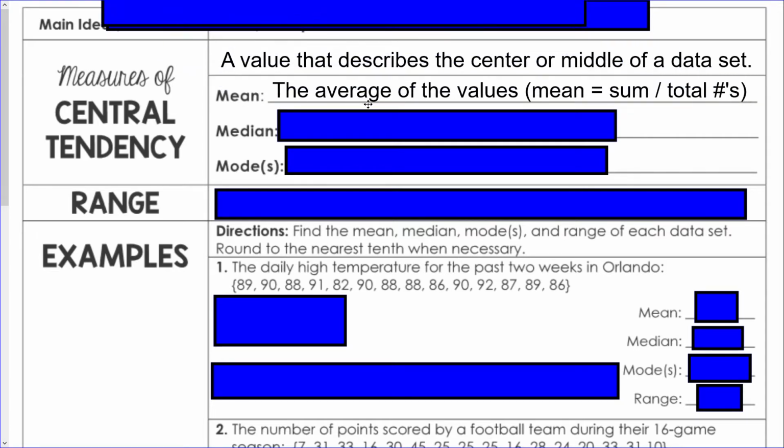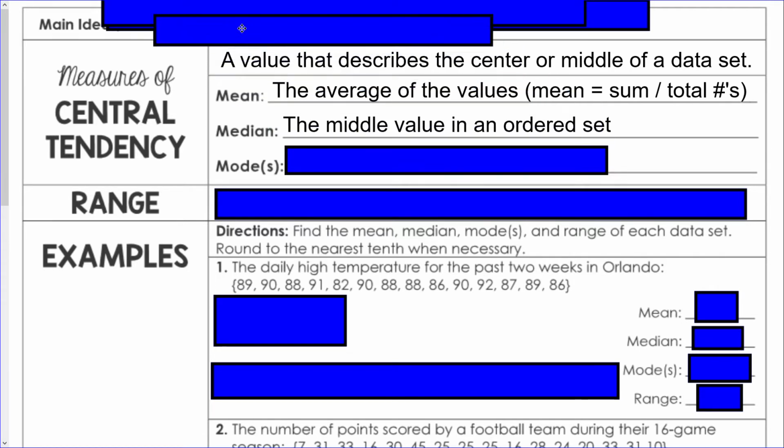So mean is the average of the values, and you find that by adding all of your values and dividing by how many of them there are. So if there were 5 numbers, you would add up all 5, that's your sum, and then divide by 5. That's how many of them there are.